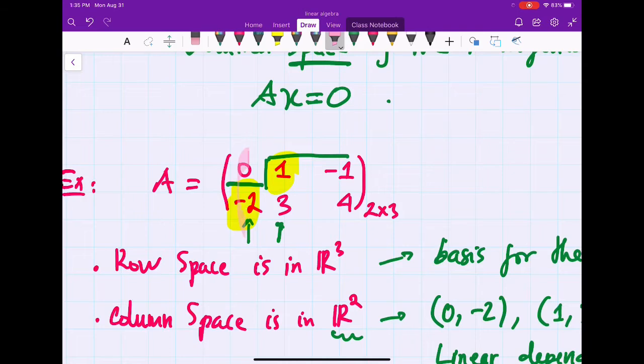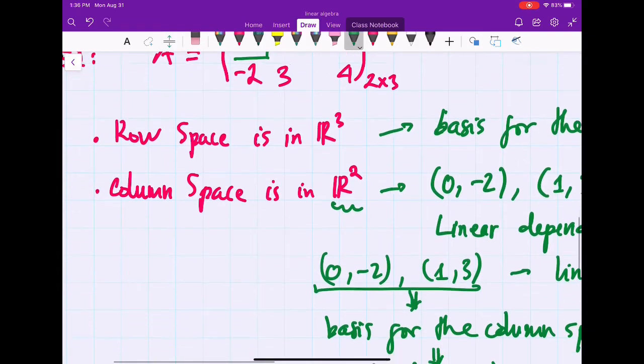You can see from here we have 2 columns which are linearly independent, right? At the same time, you might pick rows in here. They are also linearly independent because this is the row echelon form. So the dimensions of the row space and column space are the same.